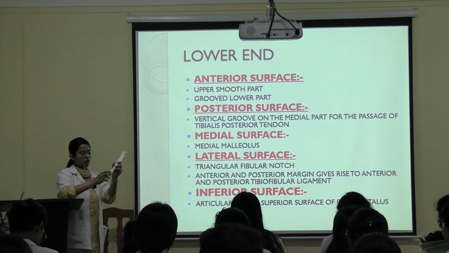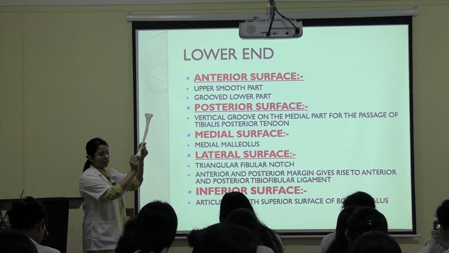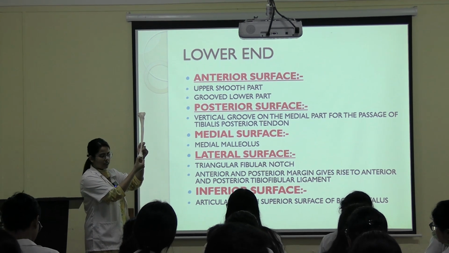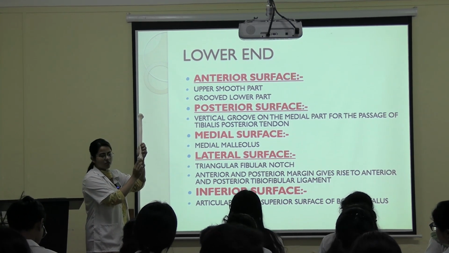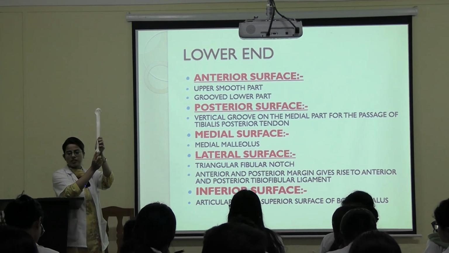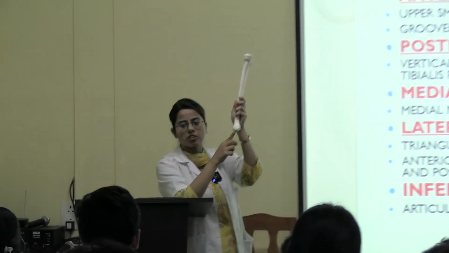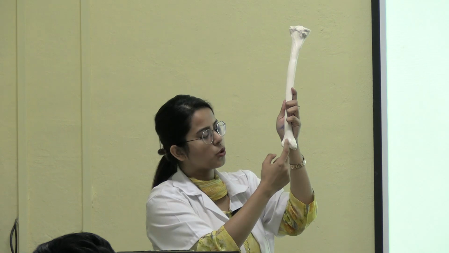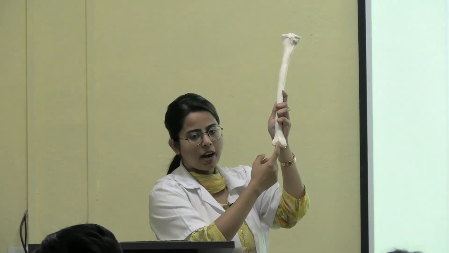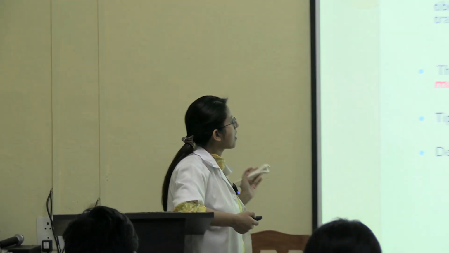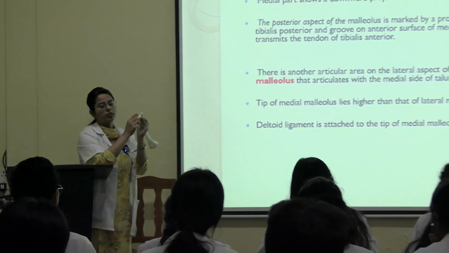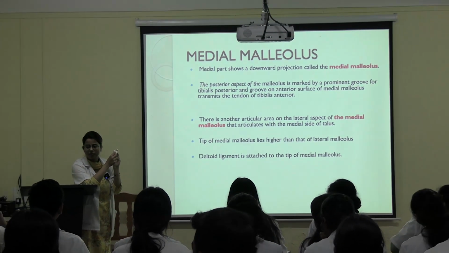Clear? So I am explaining again. This is the anterior surface. It is having a groove inferiorly. This is the lateral surface, which is having a triangular area, which is known as the fibular notch. This medial surface is having a prominent downward projection, which is known as the medial malleolus, and the posterior surface is having a groove in the medial part for the passage of the tibialis posterior tendon. Clear? And this inferior surface will articulate with the talus, body of talus.